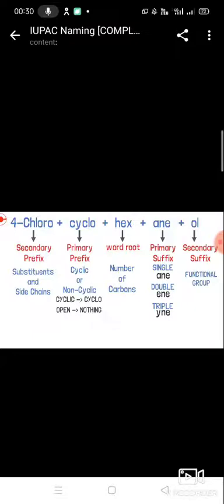Next, word root. Word root shows the number of carbon atoms. Next, primary suffix is a single, double or triple bond. Last one is the secondary suffix. It's a functional group, so the name ends with the functional group. You have to remember all the functional groups. The tabular column is given in your textbook. With that you have to remember all the functional group names and formulas. This is the rule you have to follow for writing any compound.